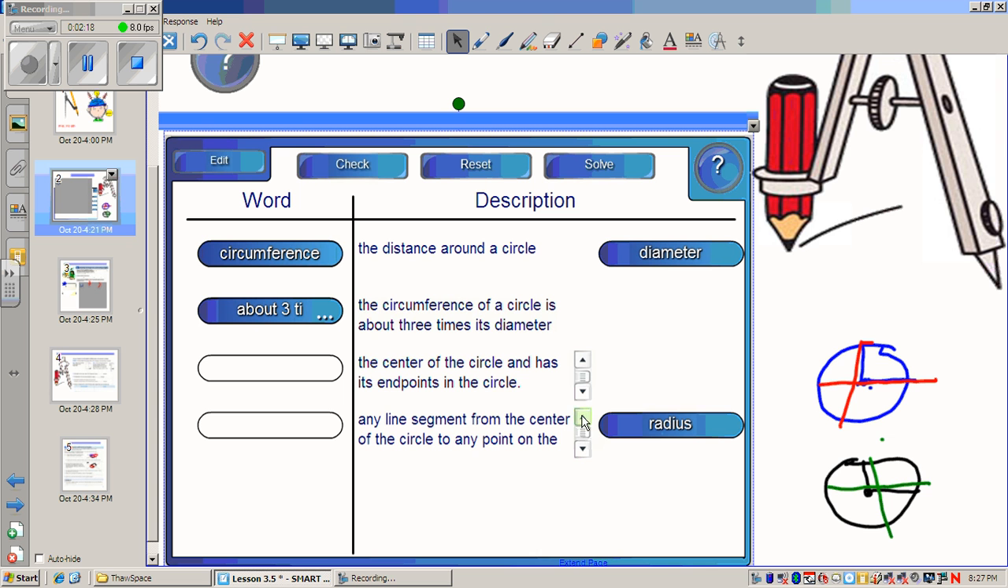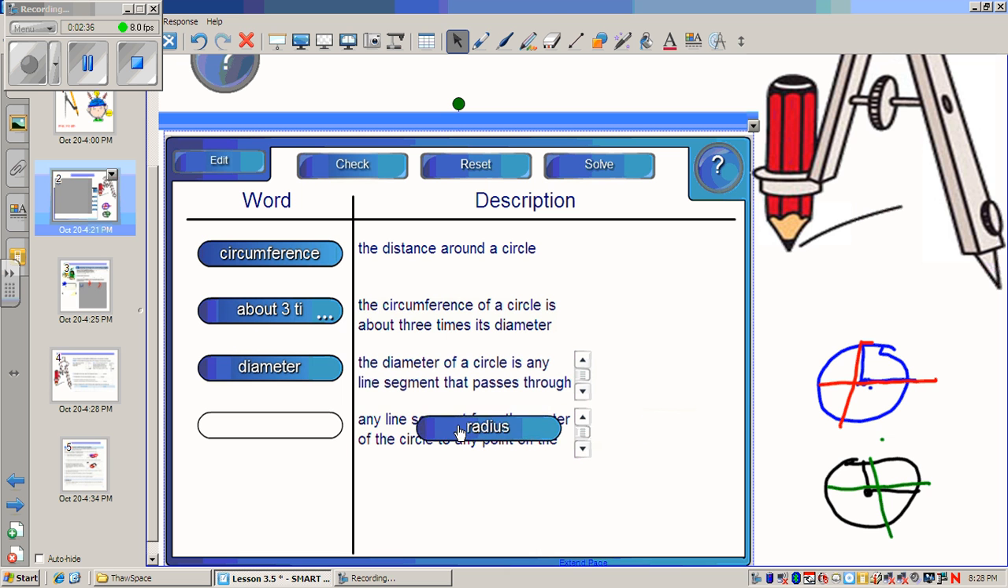Any line segment from the center of the circle to any points. This means it starts in the center and goes to the outside. This one goes through the center. So I know that when it goes through the center, it's my diameter. And I know when I start in my center and I go outward, it's my radius. So that's a good way to start, so that we are practicing our vocab words.